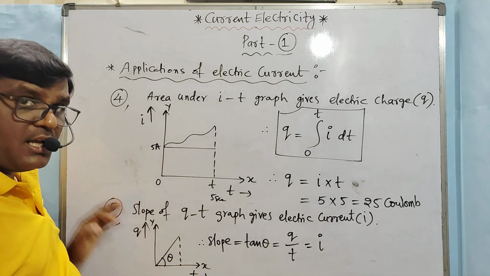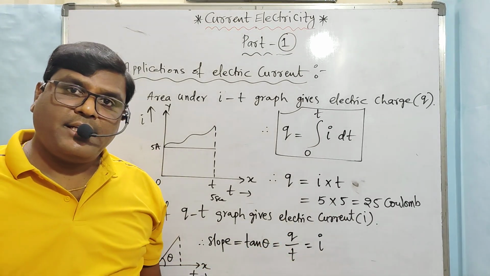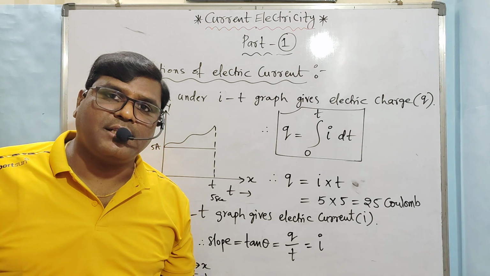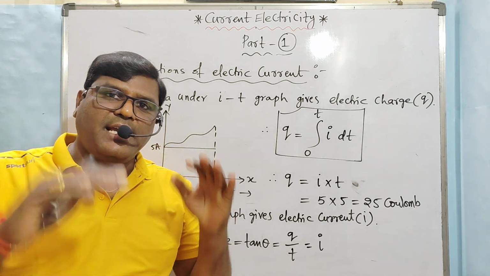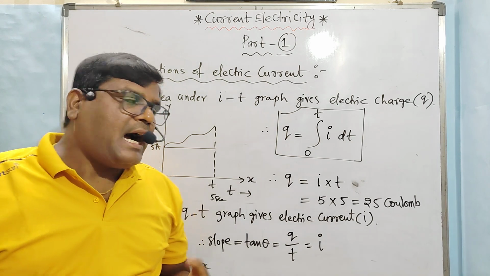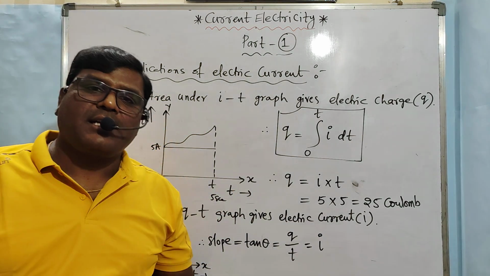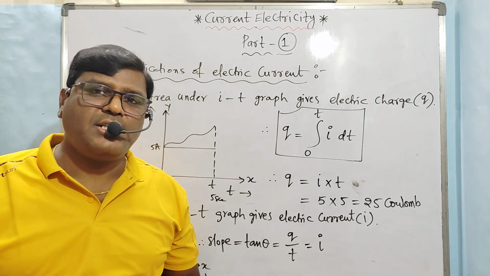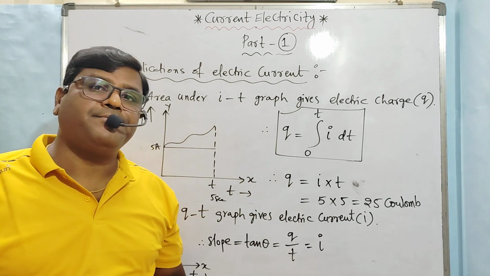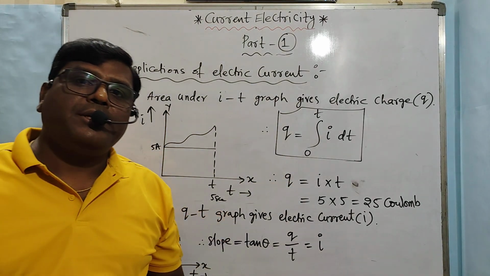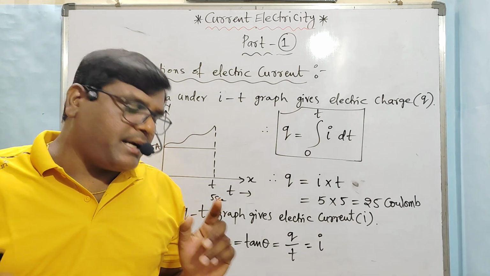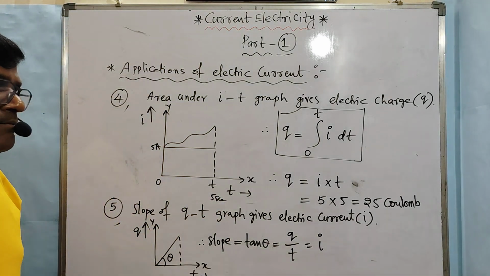Slope is equal to tan theta. Tan theta is equal to Q by T. Q by T is nothing but electric current only. So finally, the area under the I-T curve gives electric charge. These are the formulas. And the slope of the Q-T curve gives electric current.